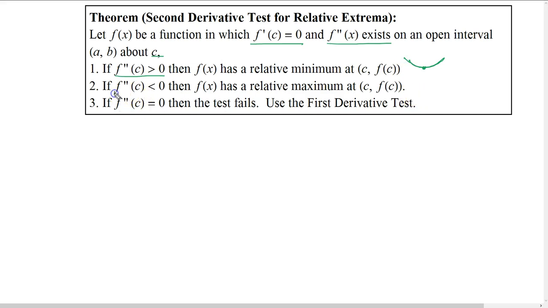On the other hand, if your second derivative is negative, then your function has a relative maximum at c, f of c. And that's because if your second derivative is negative, then your function is concave downward, and so you're going to have a maximum. On the other hand, if your second derivative is equal to 0, then the test fails and you have to go back and use the first derivative test. Let's take a look at an example of how we use this test.